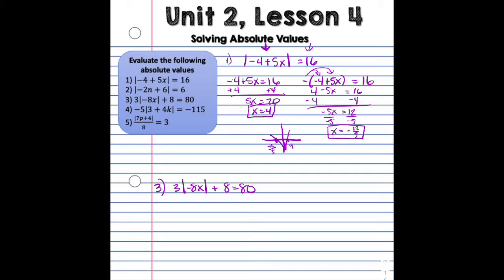So before I can just set the things inside of my absolute values with a negative sign equal to what I'm equal to, I need to get everything to one side of the equation. So the first thing I'm going to do is subtract by 8. So that leaves me with 3 absolute value negative 8x equals 80 minus 8 is 72.